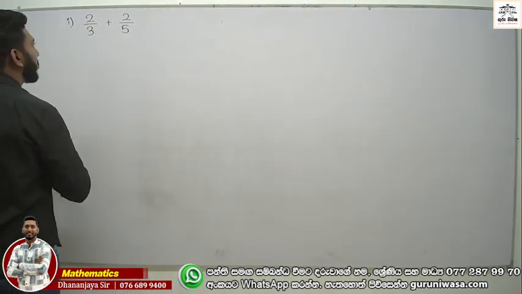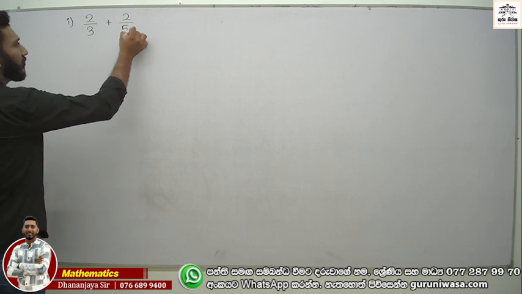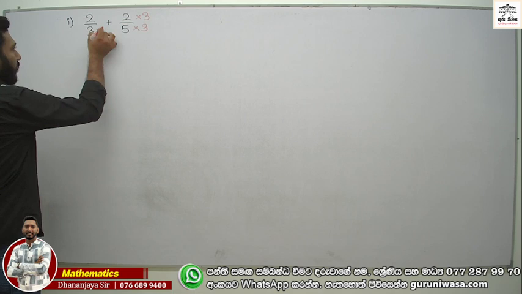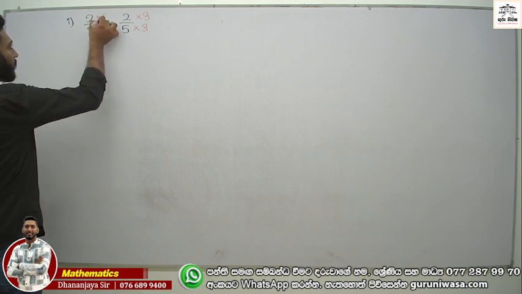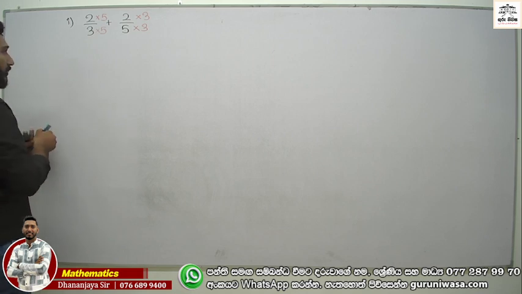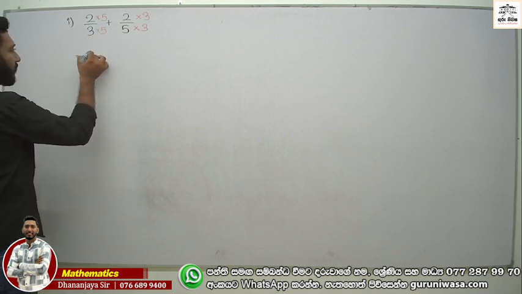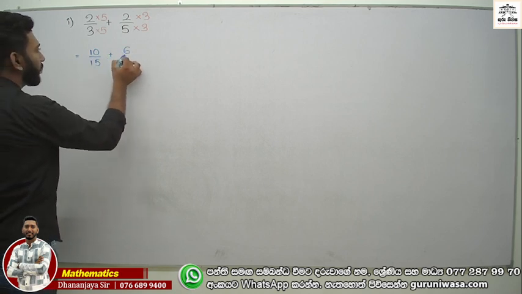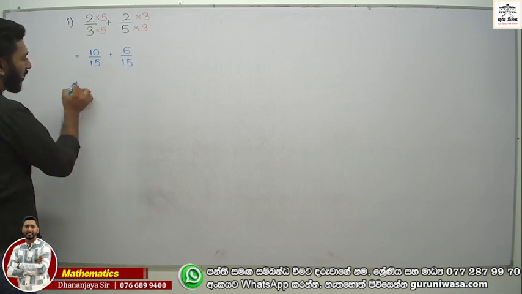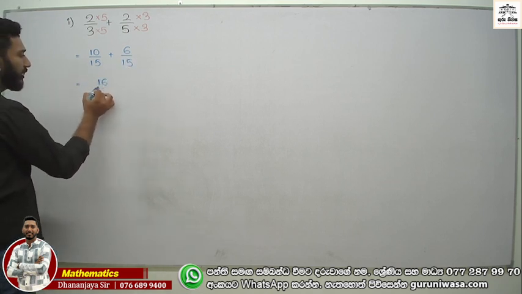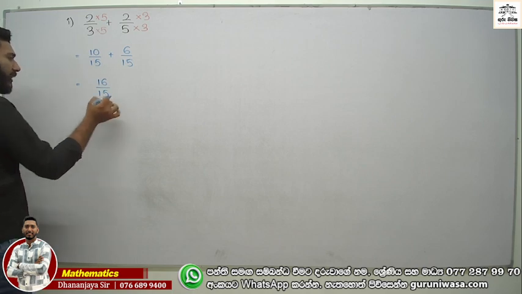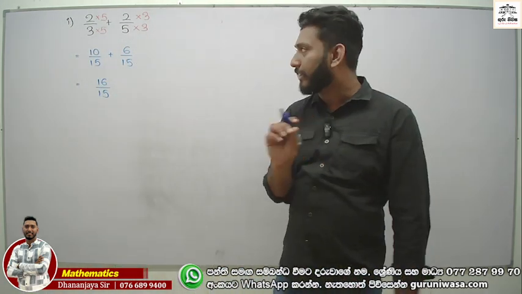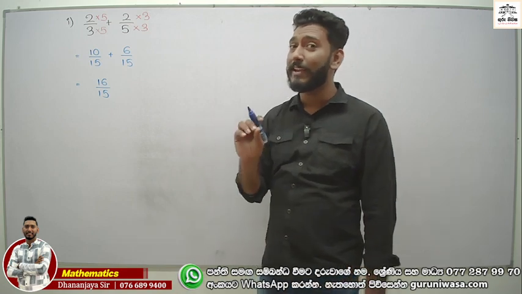Now, what is the method? 5 you need to change to 15. Therefore, you need to multiply by 3. 3 you need to multiply by 5 also. Now my second line becomes 5 times 2, 10 over 15 plus 6 over 15. Now the answer is 10 plus 6, 16 over 15. This type of fraction we call an improper fraction. It is not suitable for our final answer.